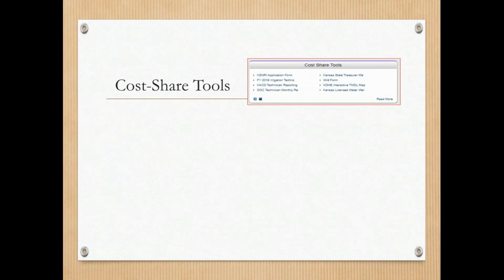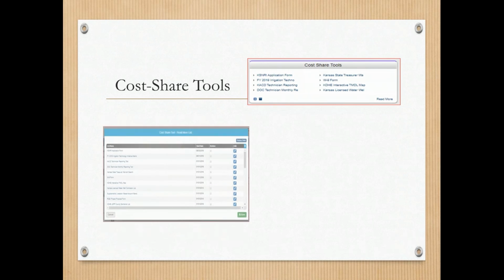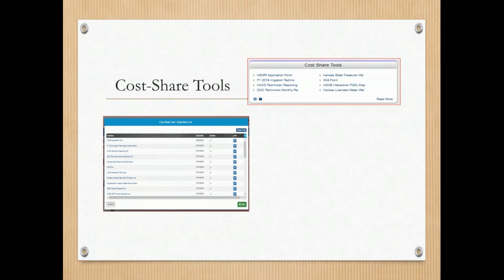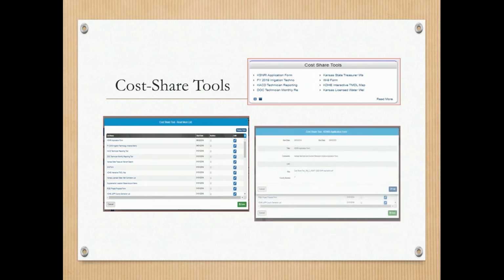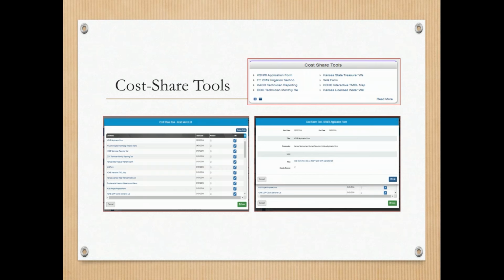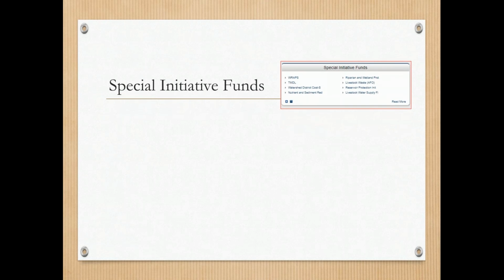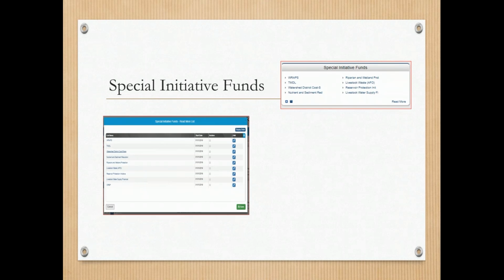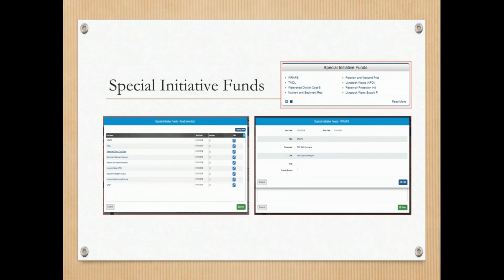Cost share tools are yet another part. This is what the districts use a lot. This is where they can access different sorts of tools and different templates. Again, there's the long list, and you click on that, and here's the breakdown information of each one, as well as any forms they would need to be completing. Then we have the special initiative funds. Same thing as everything else: the initial screen, then the long list, and then detailed descriptions.